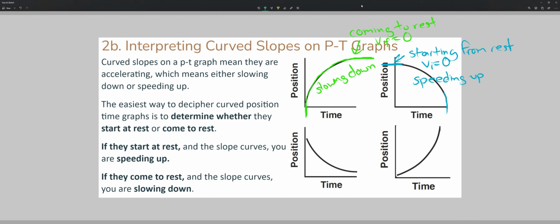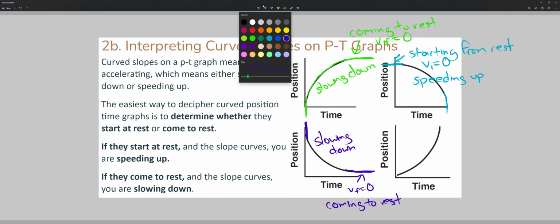Let's take a look at the bottom left graph. It looks like you're starting from a vertical line, and then ending like that. So my final velocity here is 0, and I'm essentially coming to rest. And if you're coming to rest, that essentially means that you're slowing down. So this graph means you're slowing down.